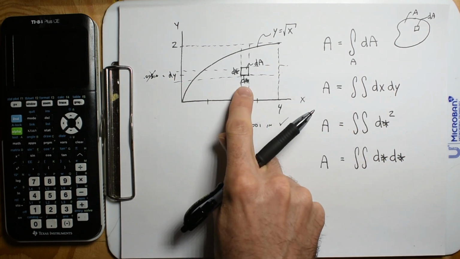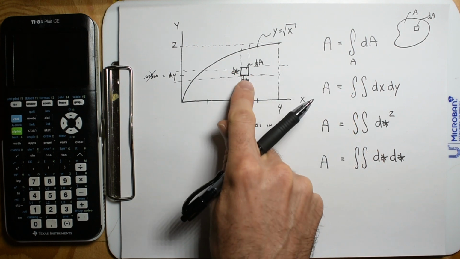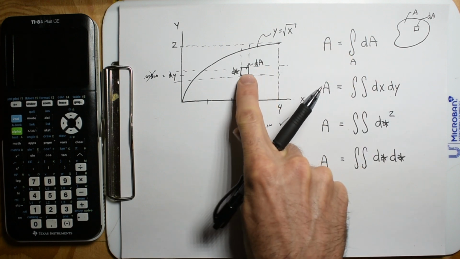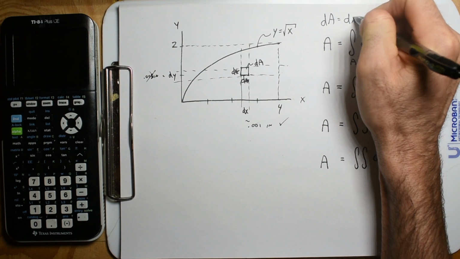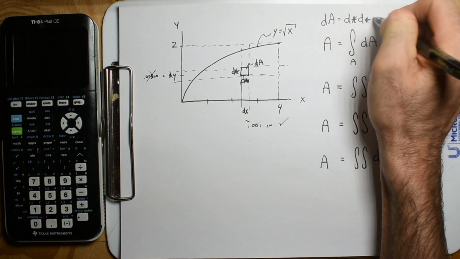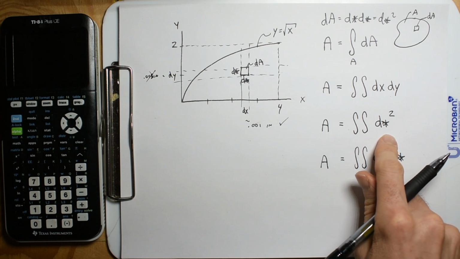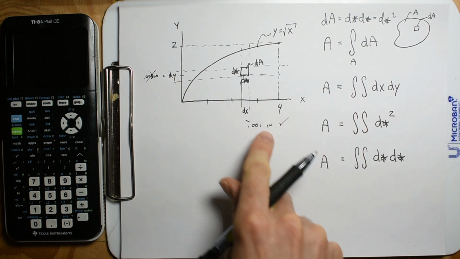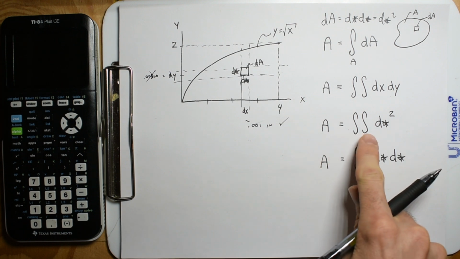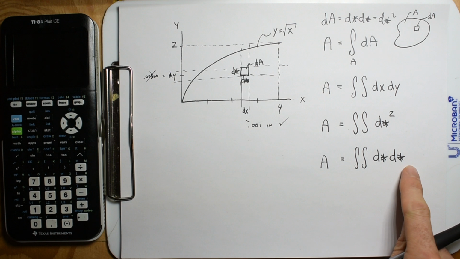And so that's why I just did d star. So this is d star there, d star. They're the same. So this little area dA is going to be d star times d star, or d star squared. So I have what you would commonly see, this double integral of dx dy, which we'll do in a second, can be written as the double integral of d star squared, or just d star d star.